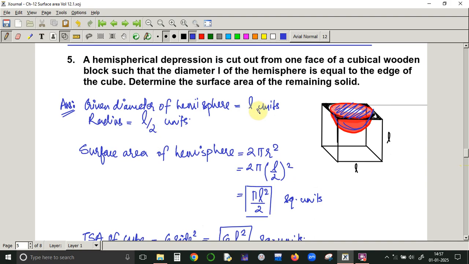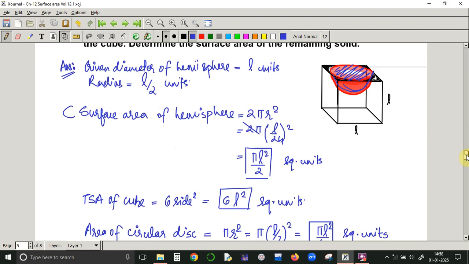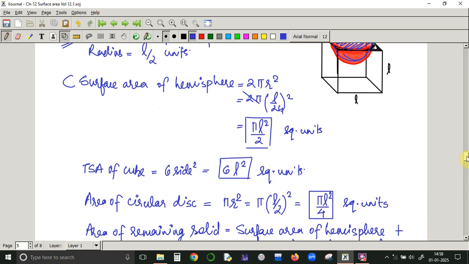Given the diameter of the hemisphere is L units, the radius is L by 2. The surface area of the hemisphere is 2 pi r square. This is the curved surface area of the hemisphere, which we have to add. So instead of 2 we have 2 pi as it is, and instead of r it is L by 2 whole square. After simplification, the 4 cancels with 2, and we get pi L square upon 2. This is the curved surface area of the hemisphere.